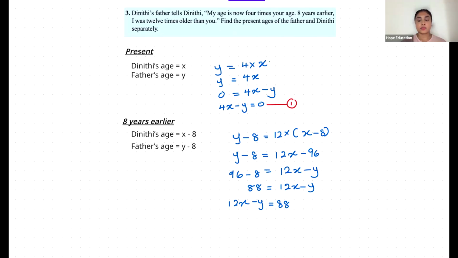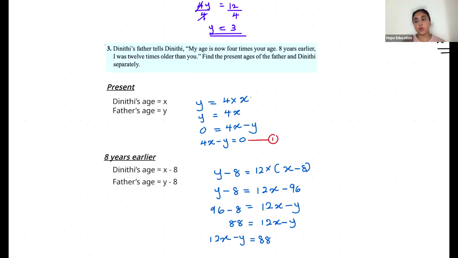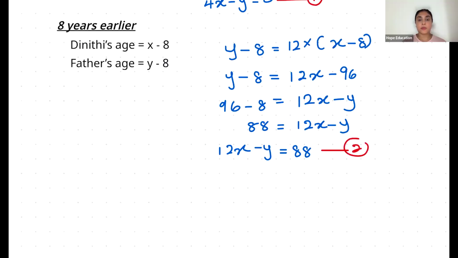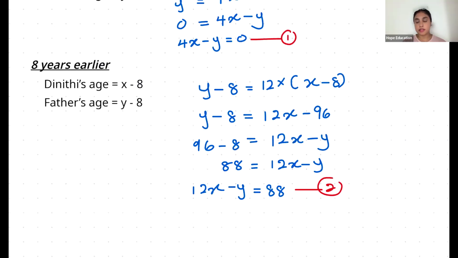Now we have to simplify these two simultaneous equations, right? So now I will label this as my equation number 2. Now let's simplify. If you take equation number 1 and equation number 2, are there any common elements? Yes, what is it? Minus y.